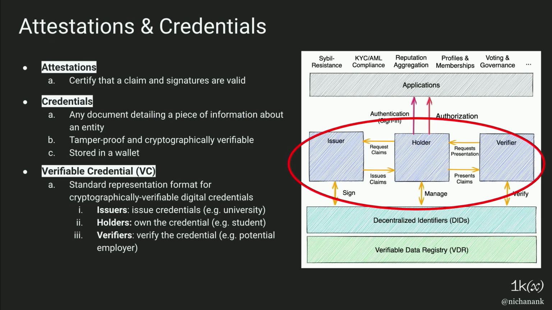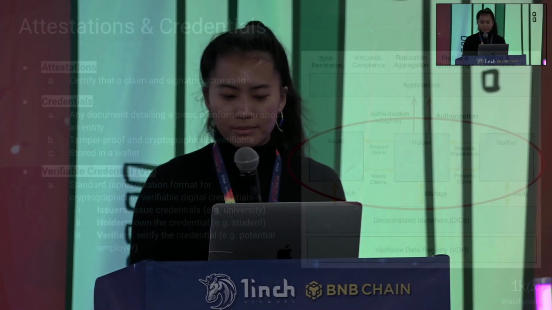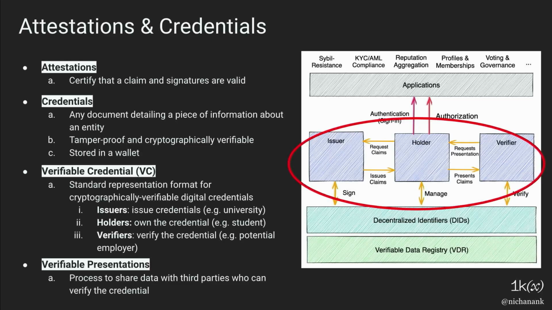So here, the names of the parties, like issuers, holders, and verifiers, are relative. So you can be a holder in one scenario and a verifier or an issuer in another scenario. An example scenario is a university issues credentials and you hold it, and then when you're going to a potential employer, they can verify that your degree is valid at the point of verification. So verifiable presentations is just a process to share data with third parties.